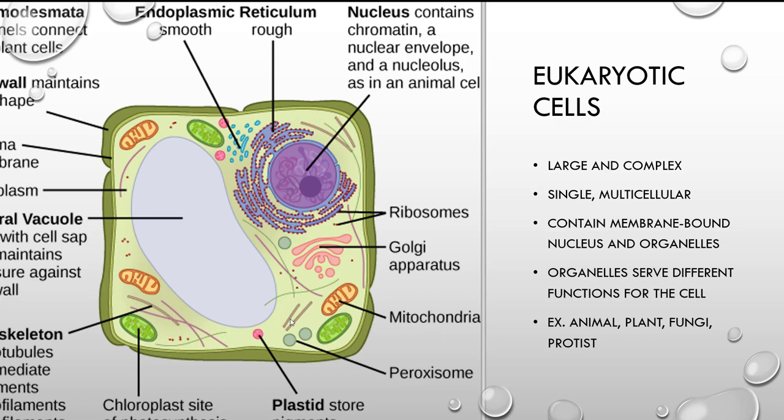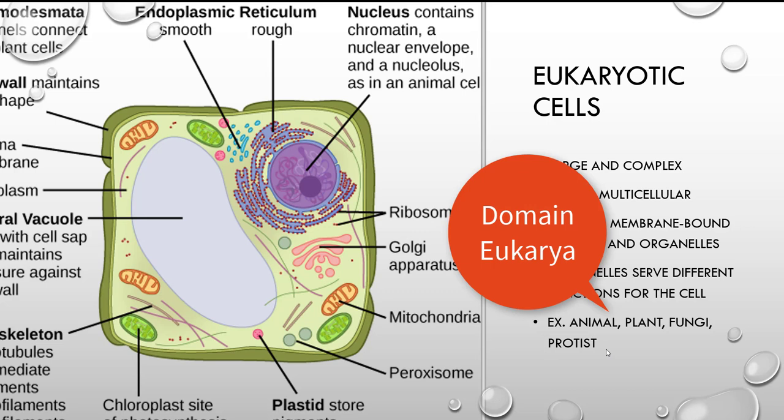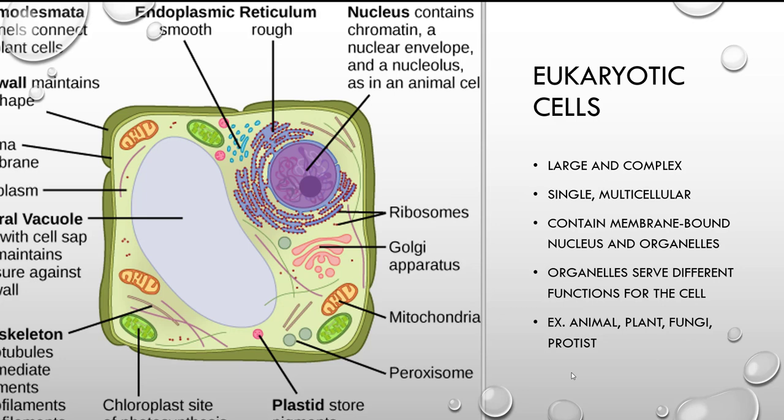Fungi are another example, and they're a little different. They have a cell wall like plants, but their cell wall is different. They have a different component to it. They don't have chloroplasts because they don't photosynthesize. And then protists can be single celled or multicellular, so they're a little different as well. So these are different eukaryotes. Eukarya is another domain of life. Okay, so those are the characteristics of eukaryotic cells.